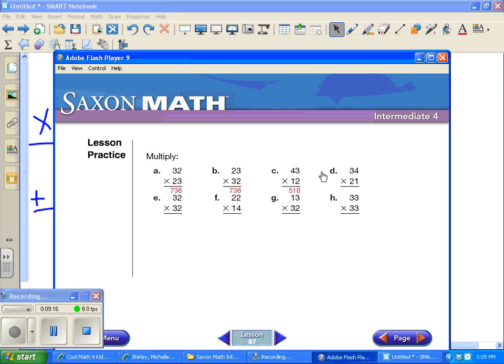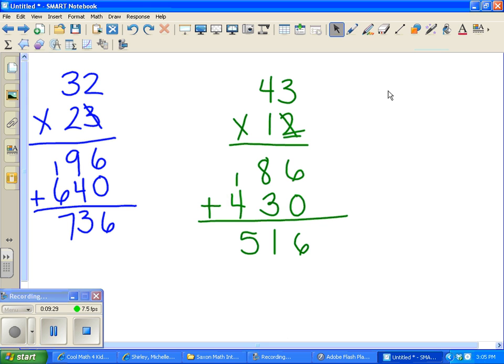Now look at D. You might think that, oh, they're going to pull that same trick on us, but they didn't. This one has 43, this one has 34. This one has 12, this one has 21. So 34 times 21.